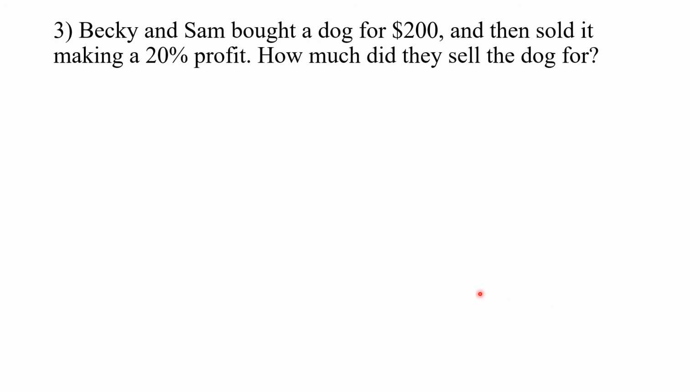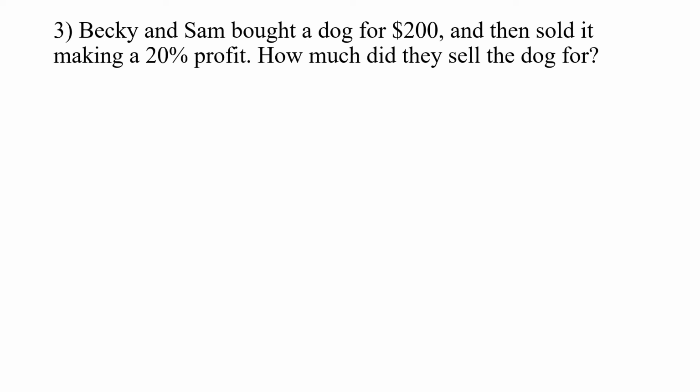And the last question here, let's see what we have here. So Becky and Sam bought a dog for $200 and then sold it, making a profit of 20%. Good? Or they made a 20% profit. How much did they sell the dog for? I like this question. And here we have to do a little algebra.